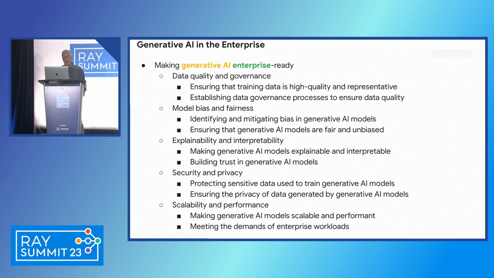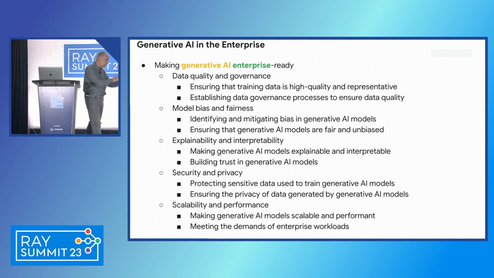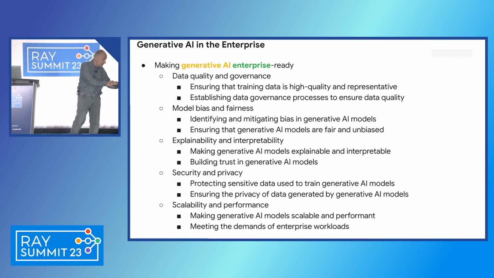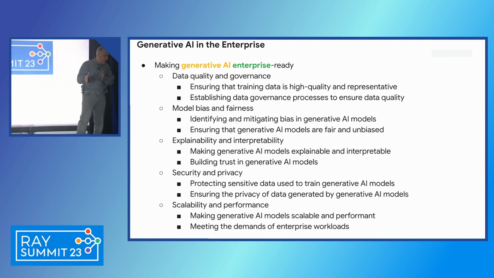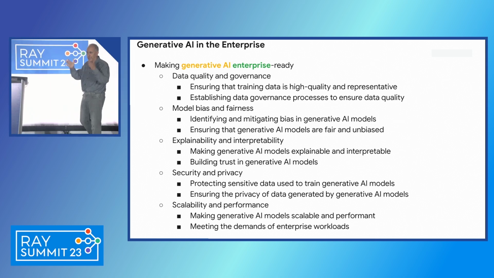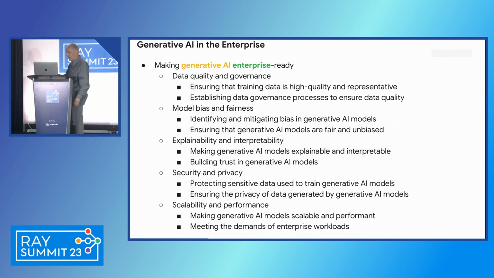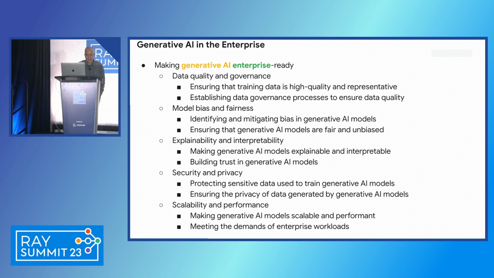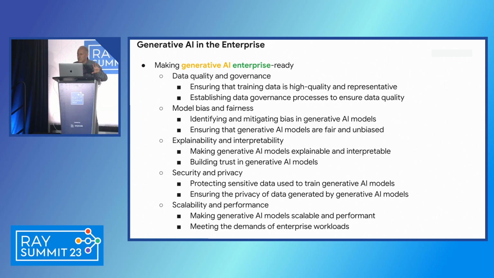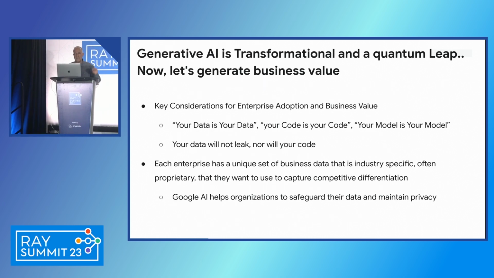The flip side of the coin is that you want to make generative AI that you're using not only enterprise generative AI ready, but your generative AI enterprise ready. It's super important to have that bidirectional maturity. And there's a whole lot of things that we need to be talking about, which we're beginning to get into, in terms of data quality, model bias and fairness, explainability, security, privacy, scalability. But I'm going to touch on the less obvious ones; these are the obvious ones.